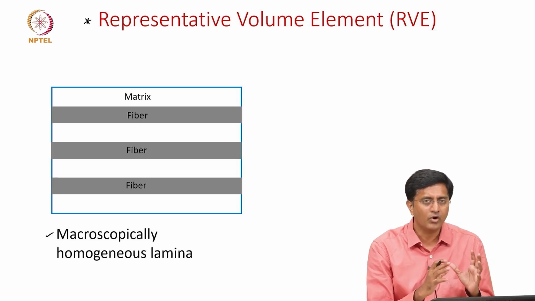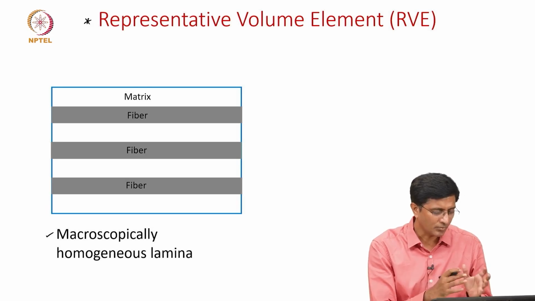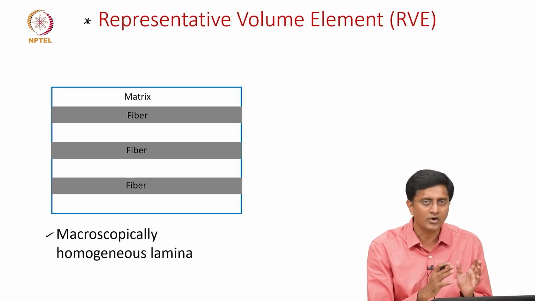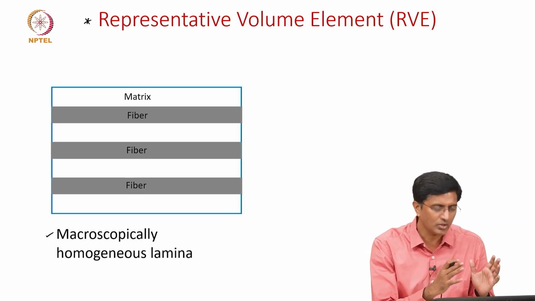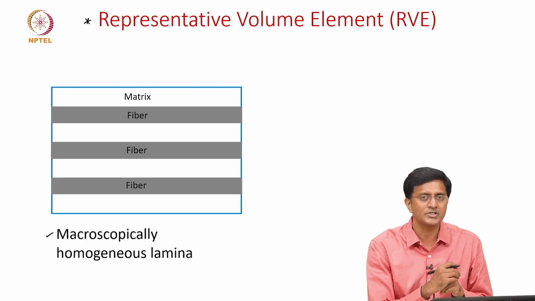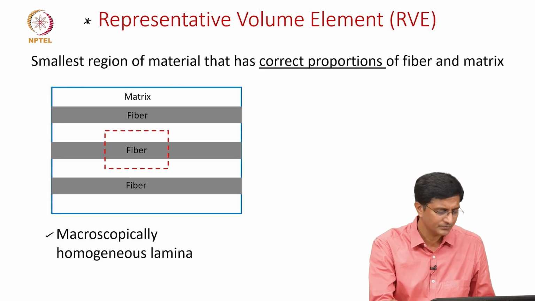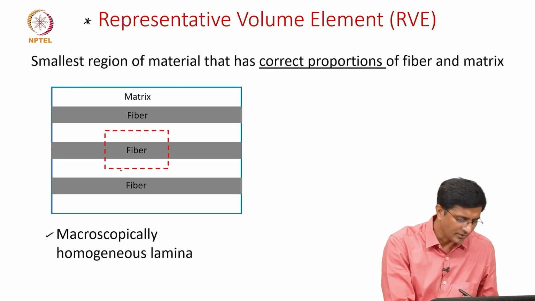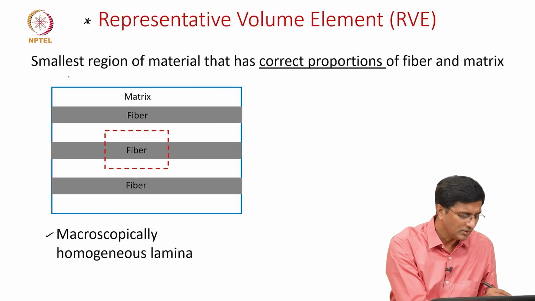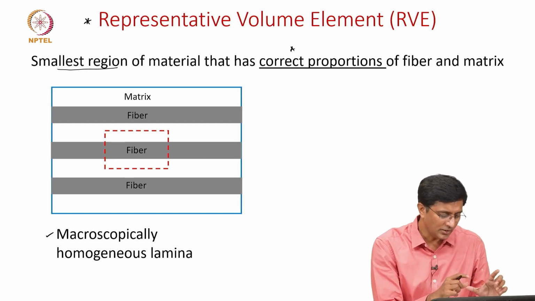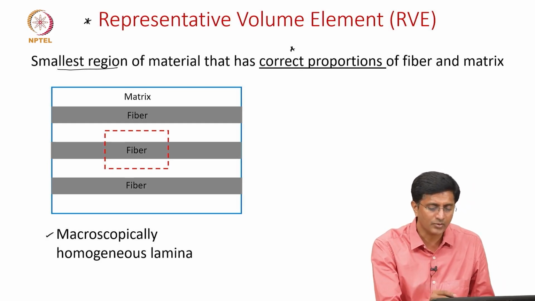So if we want to really predict the properties of this lamina using the constituent properties of the fiber and the matrix, it is not possible or feasible to apply it to the whole lamina as such. But instead what we do is we focus on a small area. Let's say this red dotted line is the small area we are looking at. This is the smallest region of the material that has the correct proportion.